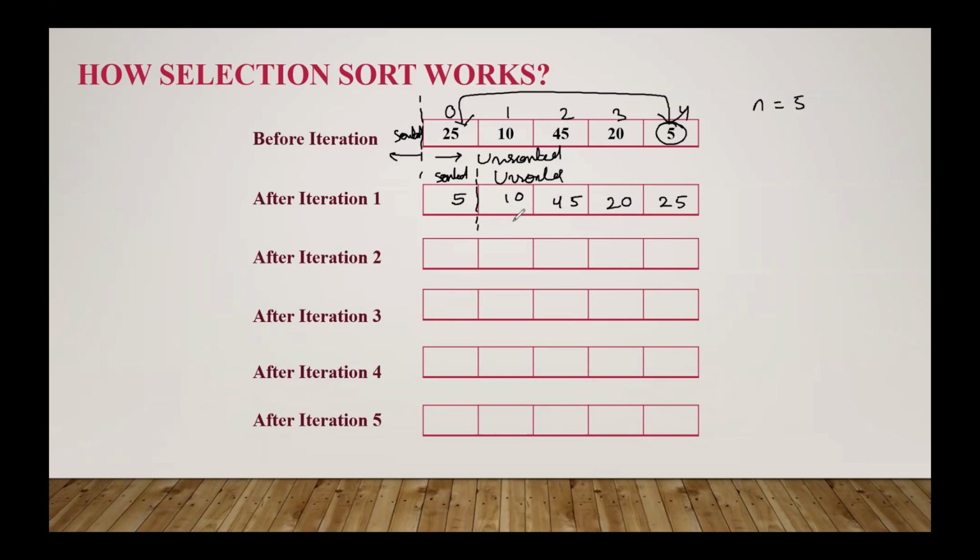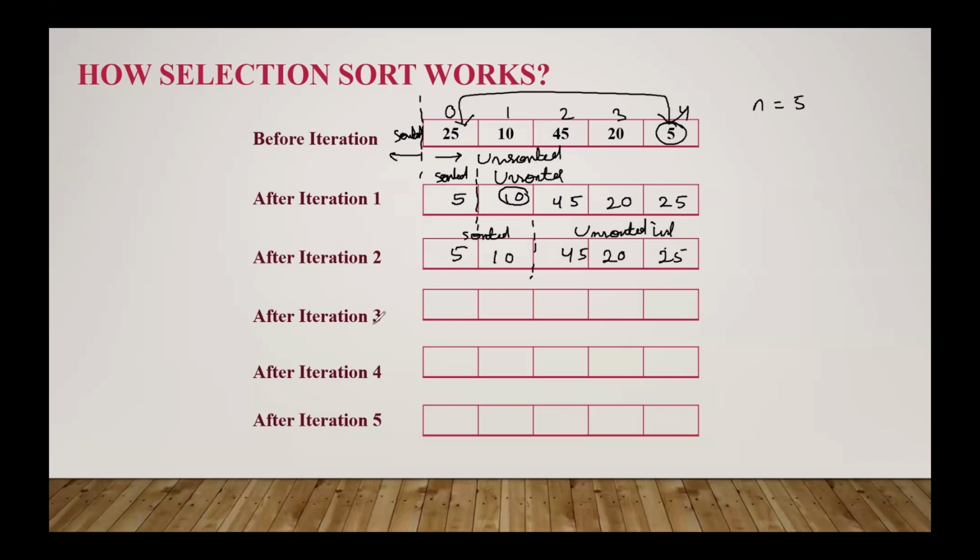Next iteration: we have to search for the minimum value from the unsorted list. So from these values, we have to find the minimum value. Which one is the minimum value? The minimum value we have to swap with the first element, so it is itself. So no changes will happen. So 25. Now this is the sorted list, this is the unsorted list. So after the second iteration, two elements are in sorted position.